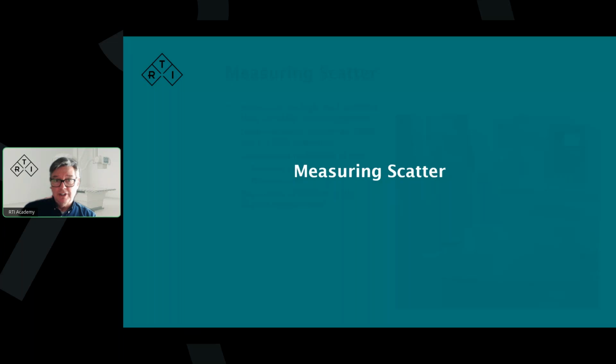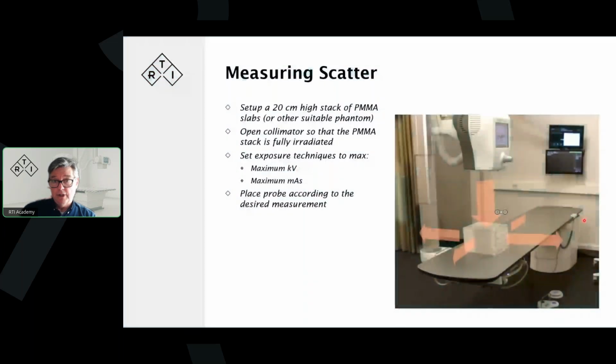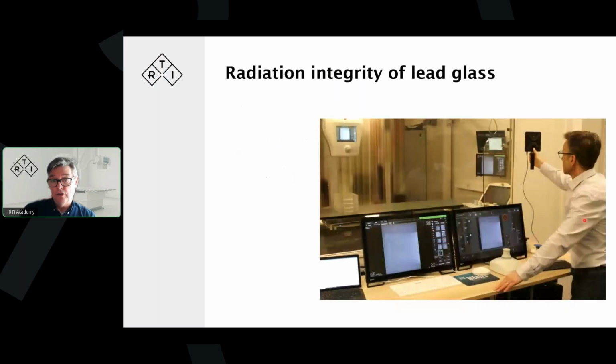Scatter measurements, typically what you would be doing is have a scattering object in the beam. One good example is 20 centimeters of PMMA. It could also be a water phantom, a bucket of water, but for reproducibility's sake, it's a stack of 20 centimeters of PMMA. Fully open collimator, and then the typical set values that are recommended, and then you measure the probe in where you want it to be, depending on what value you want to do.